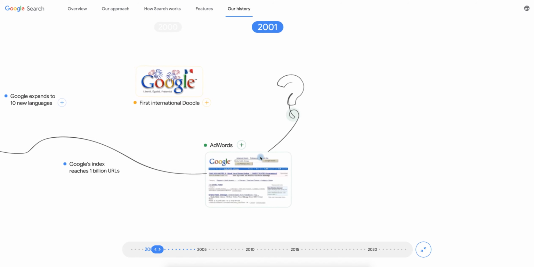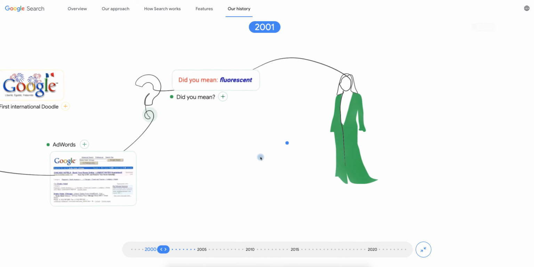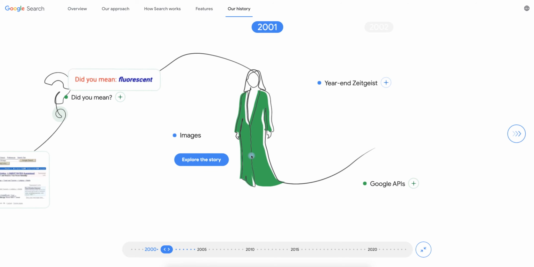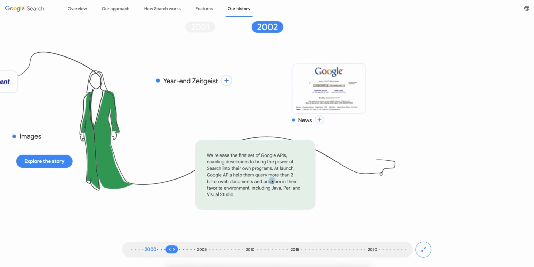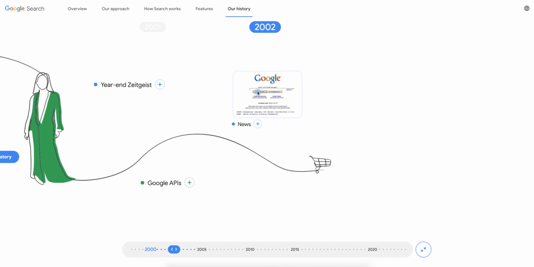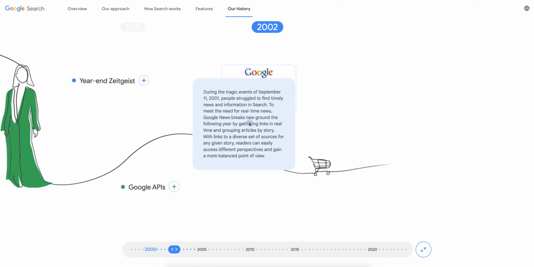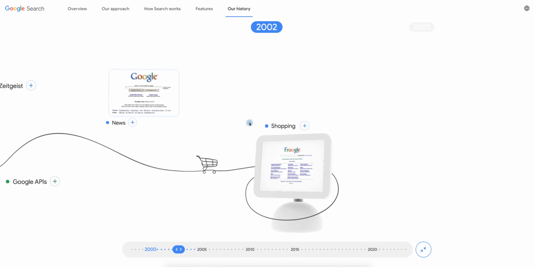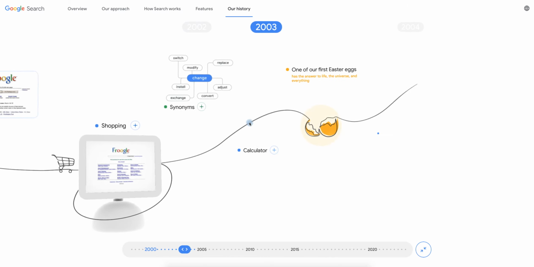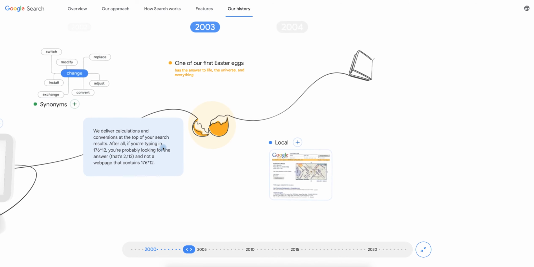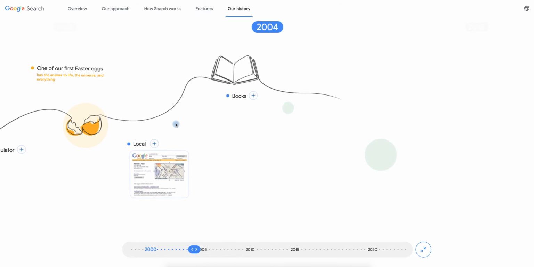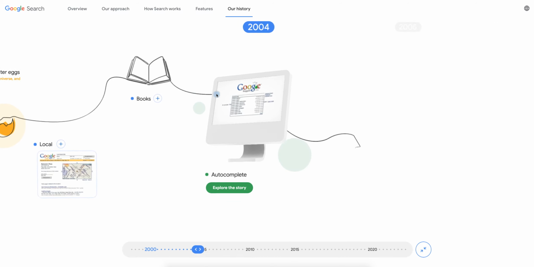Google AdWords wasn't started until 2001. Google Images, I guess, didn't start until 2001 either. The Google APIs, this is how you connect to Google to get information, weren't launched until 2002. Google News wasn't launched until 2002. Google Shopping wasn't until 2002. The calculator, wow, I guess the calculator wasn't launched until 2002. Local search, 2002. Google Bucks, 2004.